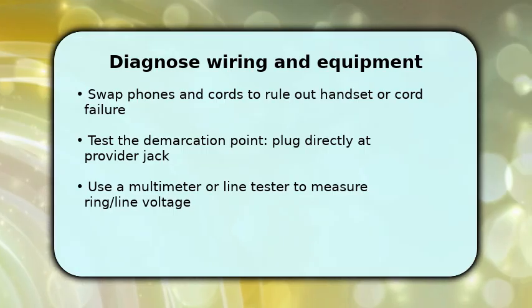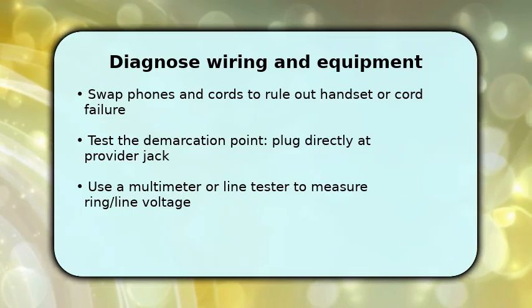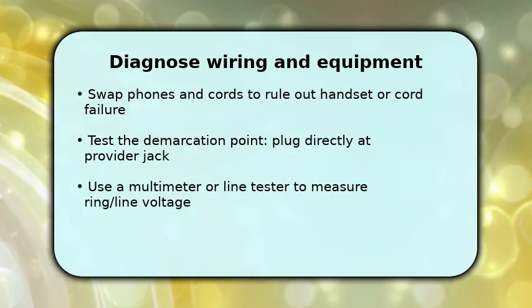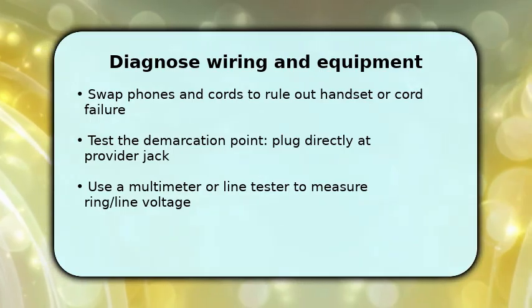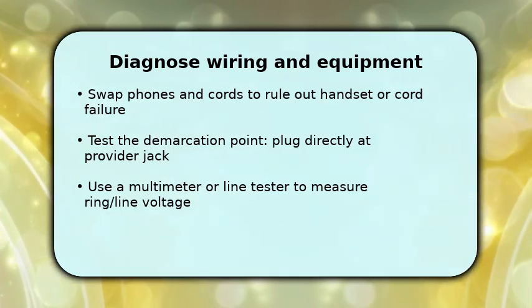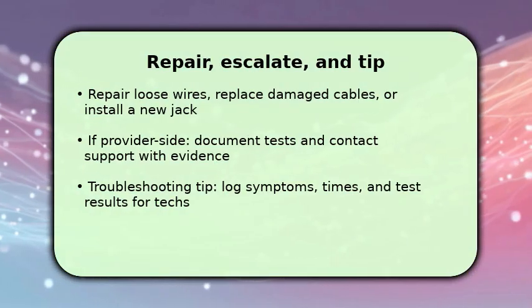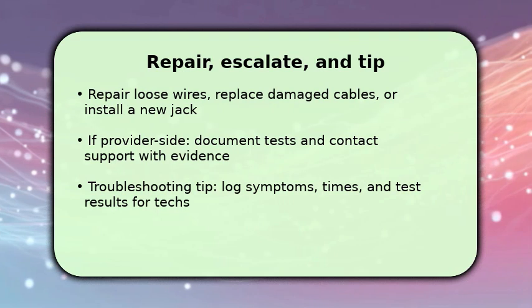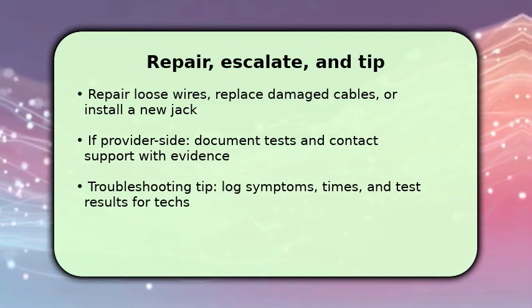Open any accessible jacks and visually inspect connections for corrosion or loose wires, then reset terminals. Use a multimeter or line tester to confirm around 48 to 52 VDC on an idle line. Low or fluctuating voltage indicates a problem. To finish, fix any internal wiring problems. Tighten terminals, cut out and replace frayed cable runs, and swap in a new jack if contacts are bad.